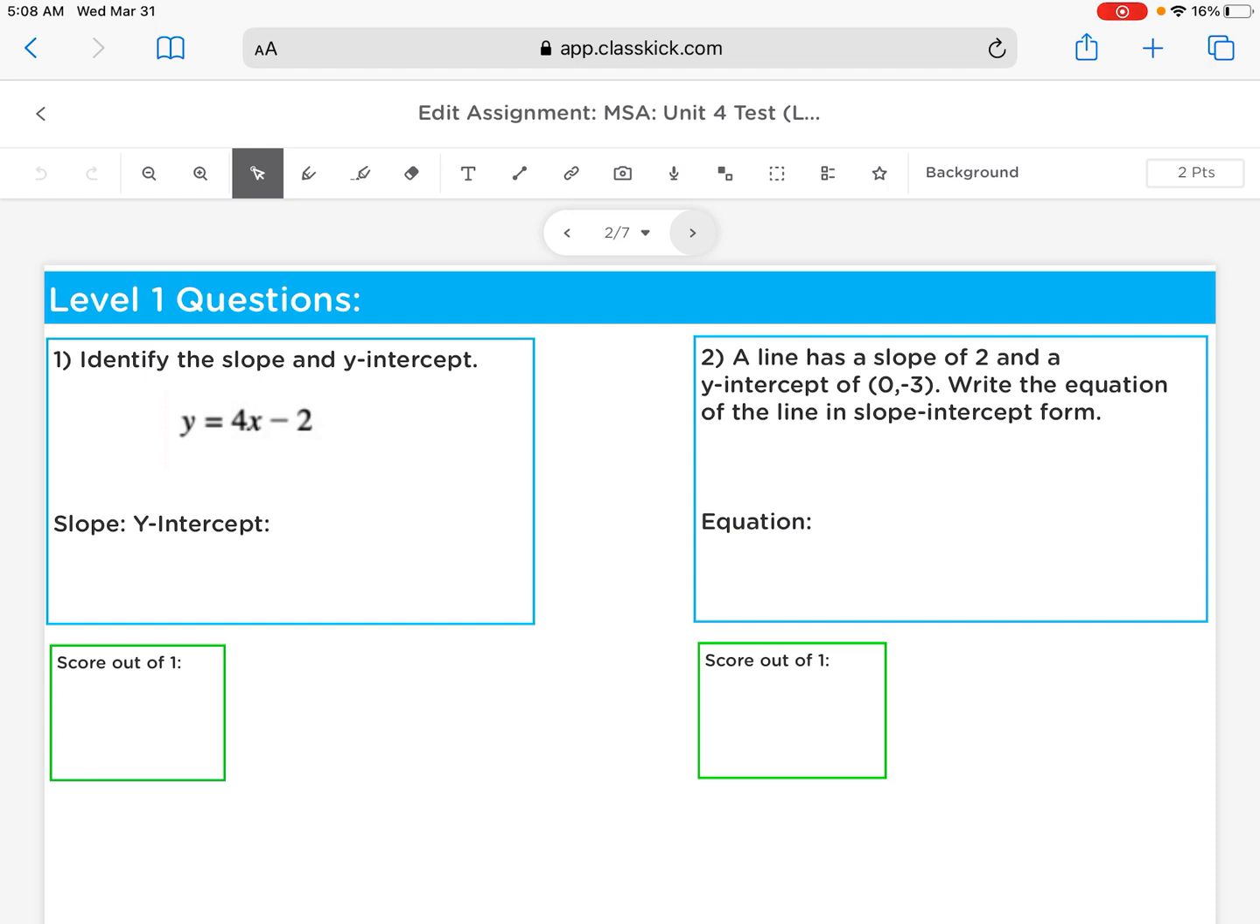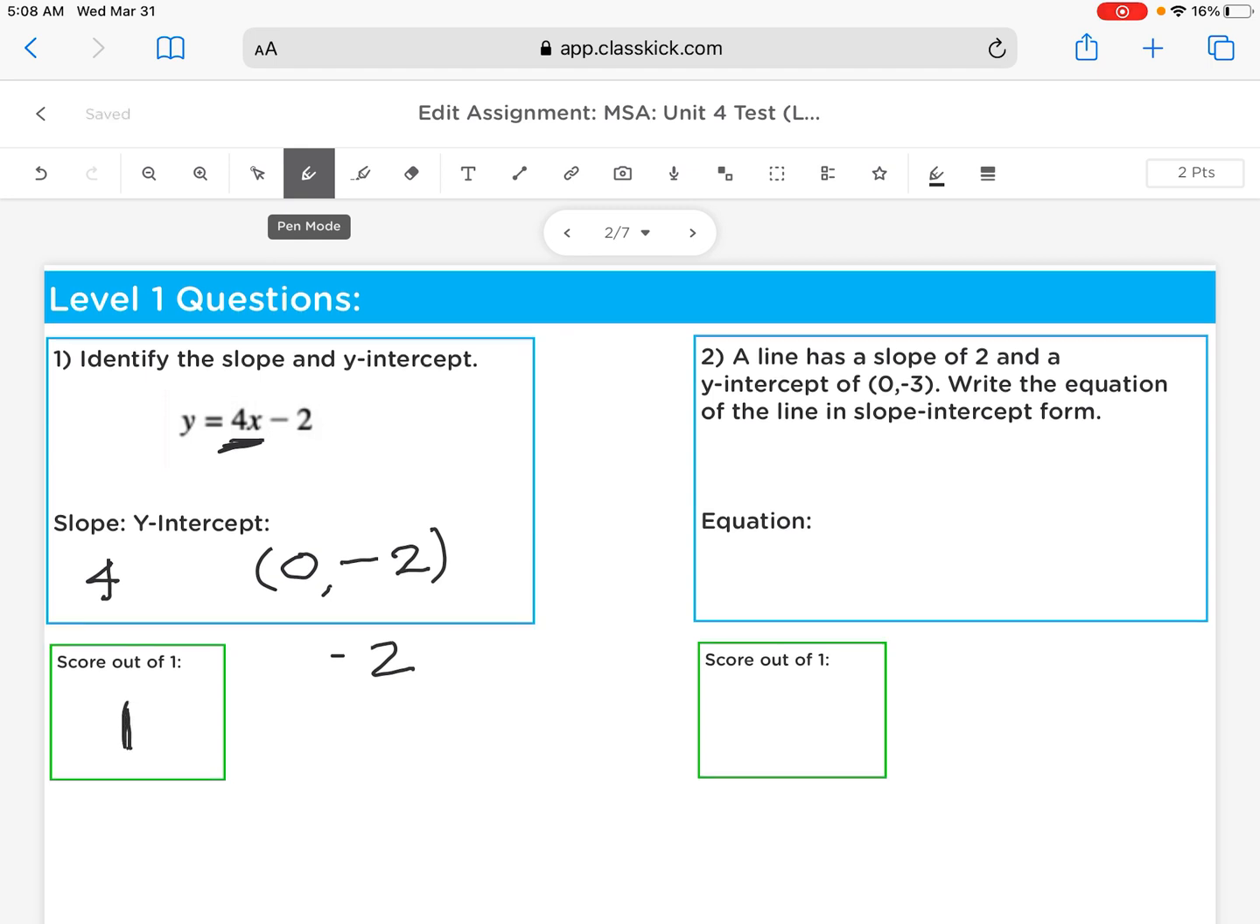So the first one, we are talking about identifying slope and y-intercept. The slope in this case is 4, and then the y-intercept would be at -2. And some people might have put (0, -2). Both are fine if you did this, or just put -2. I know we were hitting pretty hard that we needed it as a coordinate. I didn't specify it, so I'm not super worried. Each piece is a half point, so if you got one of these, 0.5, but the whole score is out of 1.